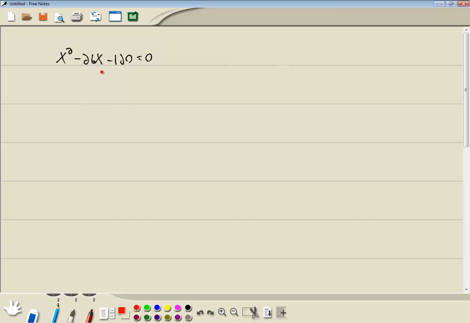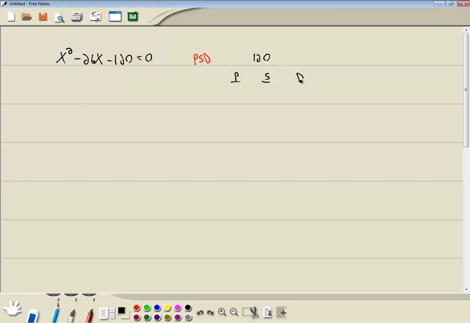Well, first method, GCF, they don't have anything in common. Grouping is 4 or more terms. That doesn't fit. PSD. PSD is when you have x squared, x, no number in front of your x squared. Now, with the PSD, you take the number at the end, ignoring signs. So we'll work with 120.